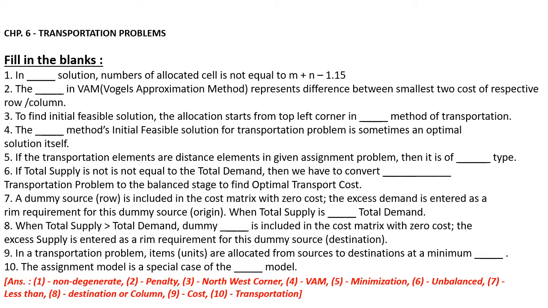When total supply is more than the total demand, a dummy dash is included in the cost matrix with zero cost. The excess supply is entered as a rim requirement for this dummy source. Destination. Correct answer, destination or column. If in a transportation problem items are allotted from sources to destinations at a minimum dash, answer is cost. The assignment model is a special case of the dash model. Answer, transportation.